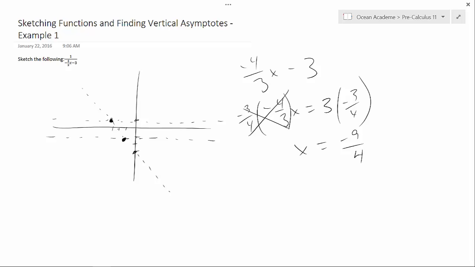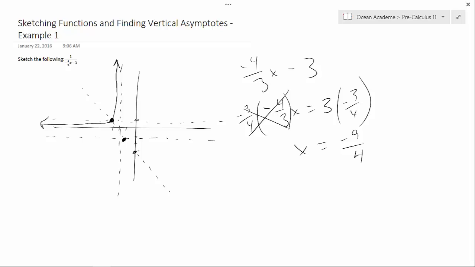So at negative 9/4, roughly right here, we want to do an asymptote. That means that our new graph cannot cross that. So knowing that this dot here is on our new graph, we can draw the new graph starting like this, where it can't cross that asymptote, and it also can't cross the x-axis.